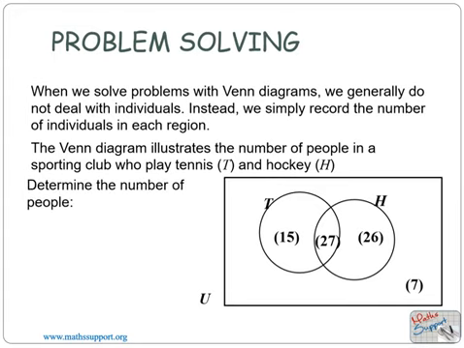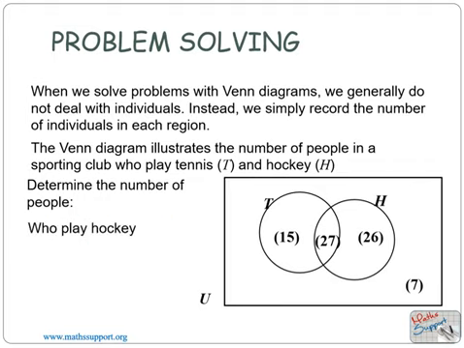The question says determine the number of people in the club. So to do that, we're going to add 15 plus 27 plus 26 plus 7, which is the total people in the club. There are 75.